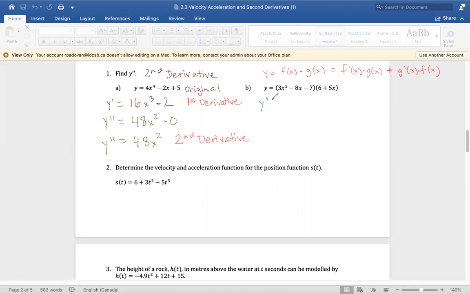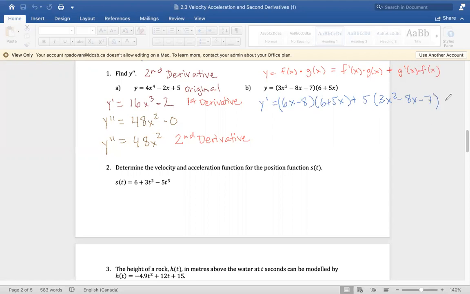Y prime would be, again, getting the derivative of the first. The derivative of the first would be 3 times 2, 6x minus 8. And then multiplied by the second, so multiplied by 6 plus 5x. And then our addition sign, the derivative of the second. So the derivative of the second, if you see here, is actually only 5, right? Multiplied by copying out the first term. So 3x squared minus 8x minus 7.